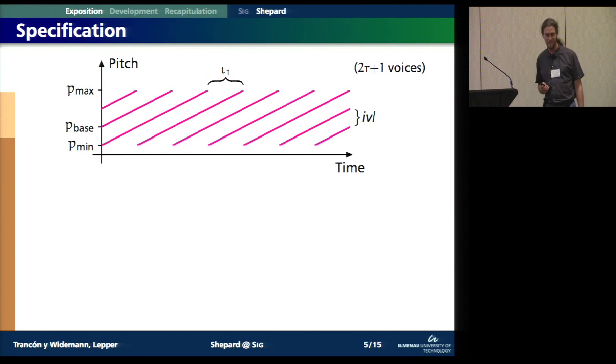The general idea is like this. Every thick line here is a voice. So you have several voices. They are spaced at some harmonic interval so that the sounds sort of fuse into one composite sound. And they all move linearly through the pitch space. Usually they're all going up.